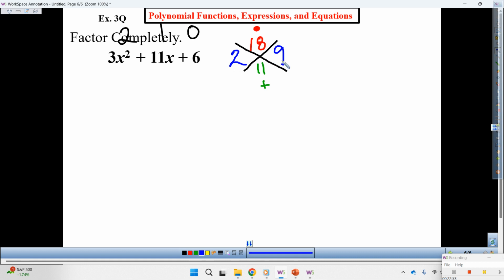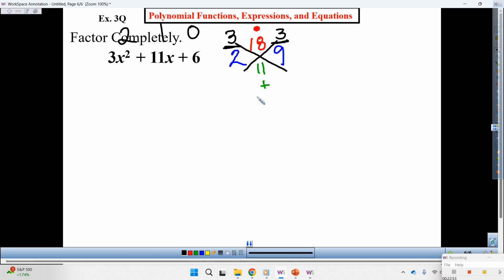Here goes the tricky one. What's the next step from there? Tell your neighbor, and then Rachel's going to enlighten us. Next step from there. Rachel, go. Put the 3 above the 2, 3 above the 9.